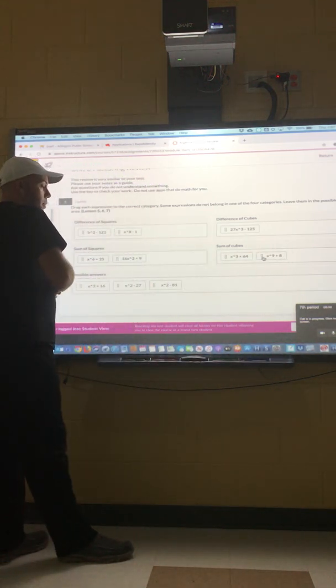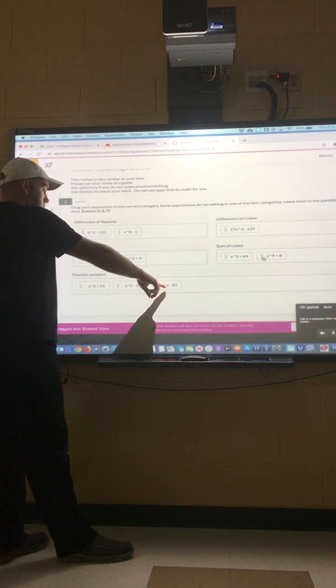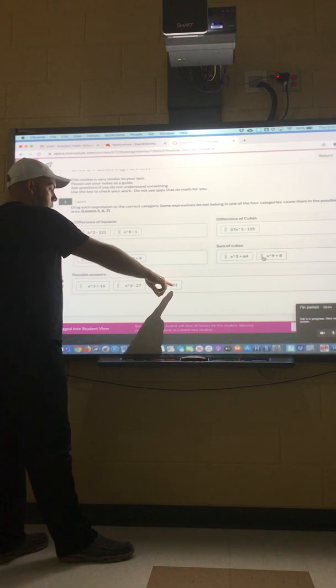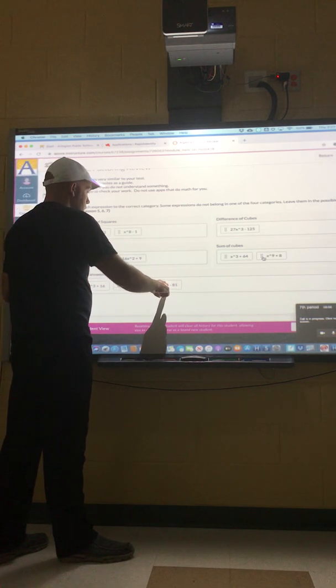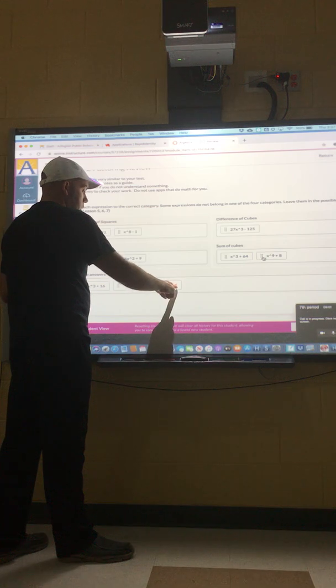All right, lastly, here I see x to the 2nd minus 81. Well, x to the 2nd is a perfect square, and 81 is a perfect square.